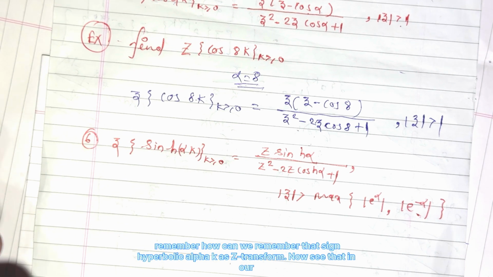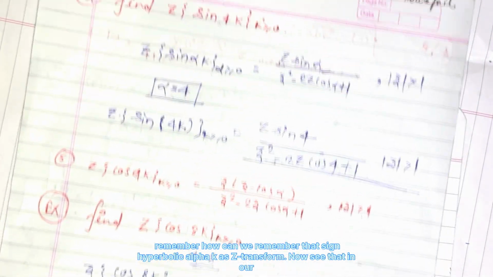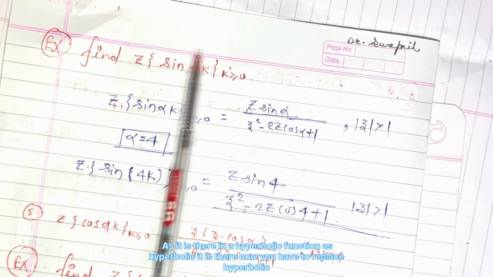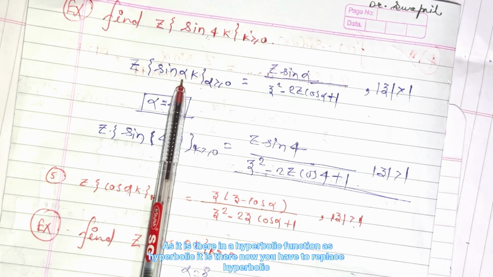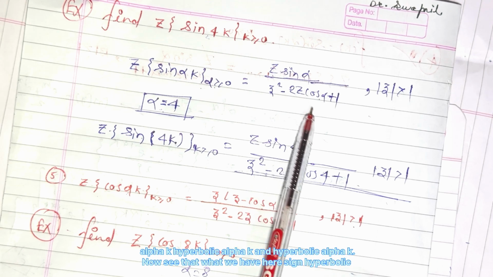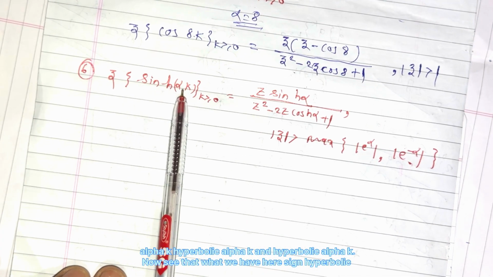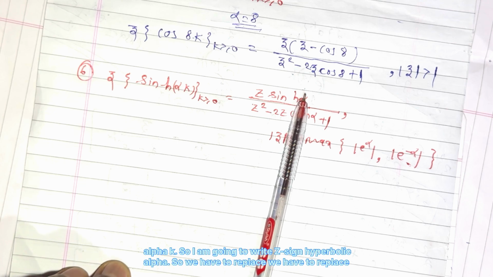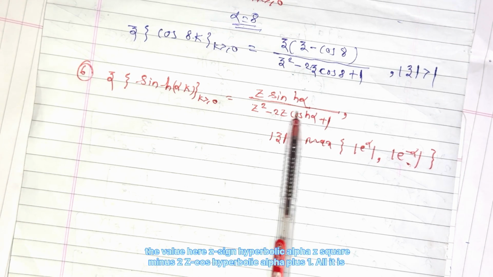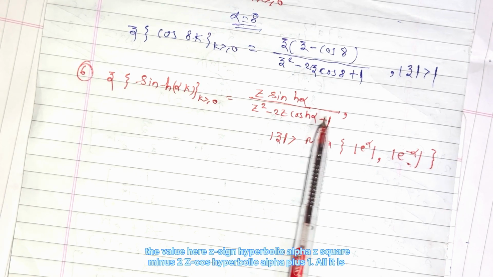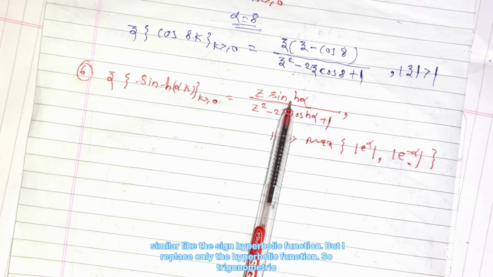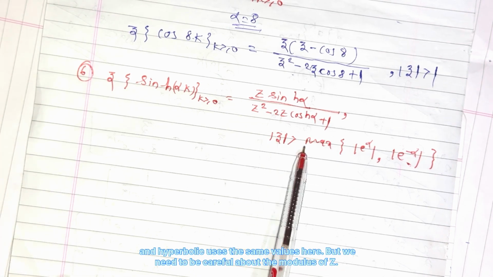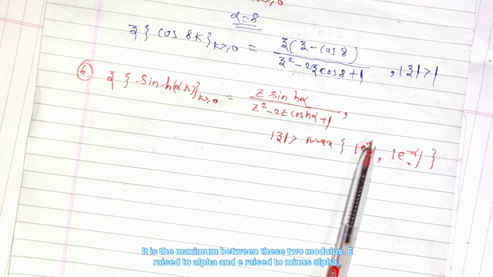Now, how can we remember the Z transform of sine hyperbolic αk? In sin αk we learned Z sin α upon Z squared minus 2Z cos α plus 1. For the hyperbolic function you just replace with hyperbolic terms: Z sinh α upon Z squared minus 2Z cosh α plus 1. It is similar to the sine function, but I replace only the hyperbolic function. So trigonometric and hyperbolic give us the same values, but we need to be careful about the modulus of Z. It is the maximum between the two moduli, e raised to α and e raised to minus α.